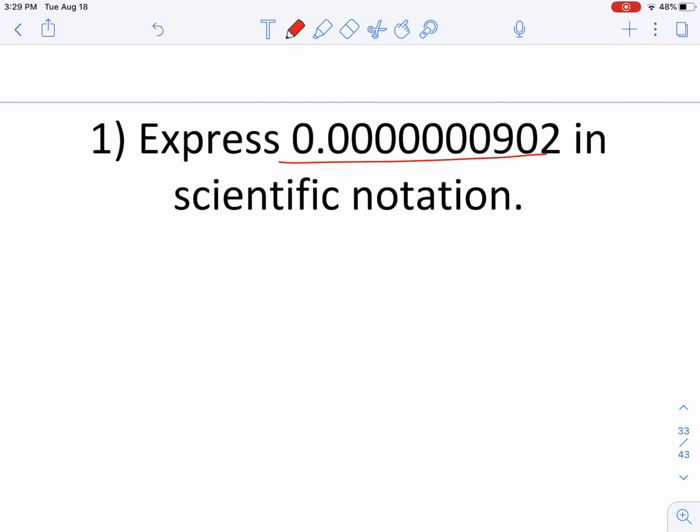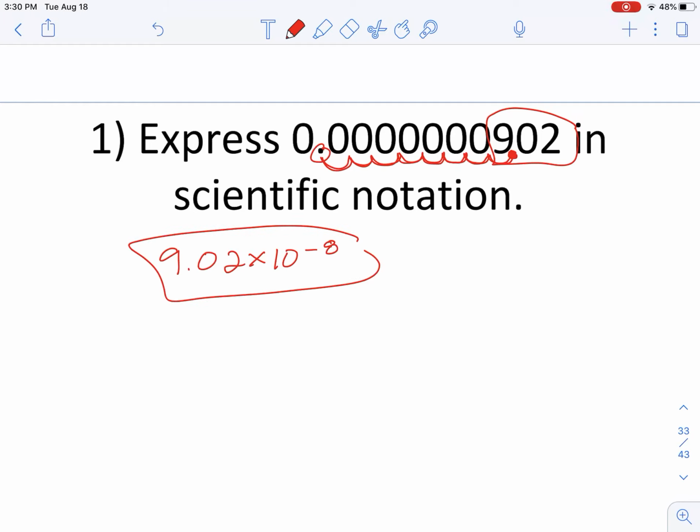Express this number, which is really small, in scientific notation. So it has to do with where we can move this decimal point to make this number between 1 and 10. If I can move this decimal point 1, 2, 3, 4, 5, 6, 7, 8 places to the right, this number now looks like a number between 1 and 10, 9.02 times 10 to the negative 8th, because it's a small number, and you move that decimal to the right. 1, 2, 3, 4, 5, 6, 7, 8. Negative 8th.